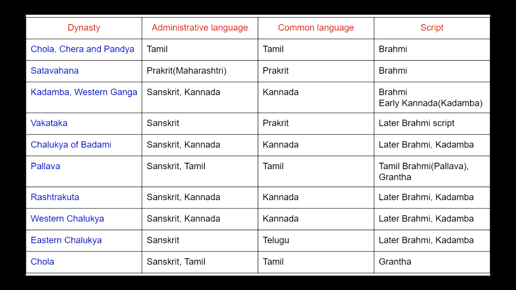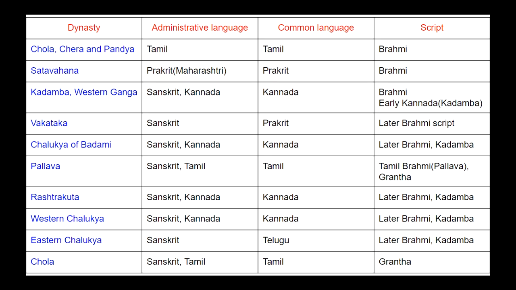The administrative language of Chalukya Badami was Sanskrit or Kannada, and the common language of the Chalukya kingdom was Kannada. The script used by the Chalukya Badami rulers was later Brahmi or Kadamba script or early Kannada script. Then Pallava dynasty. The administrative language of the Pallava dynasty was Sanskrit and Tamil. For some time, Prakrit was also an administrative language of the Pallava kingdom, but mainly Sanskrit and Tamil. The common language was Tamil, and the script was Tamil Brahmi, also known as Pallava script or Grantha script.